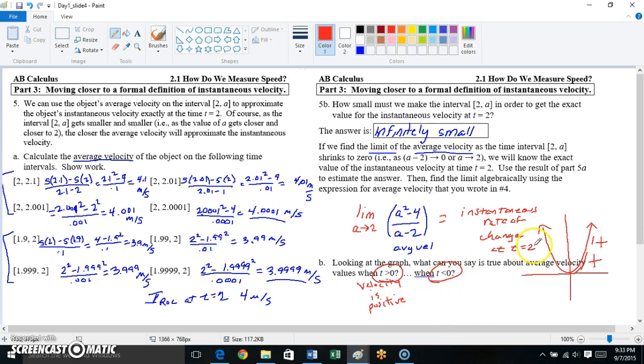All right, when t is less than 0, if you look along this section of the graph, all of our slopes are negative. So here velocity is negative.